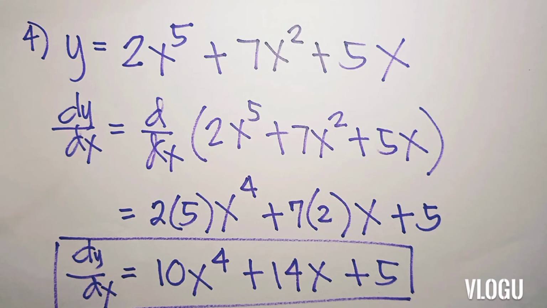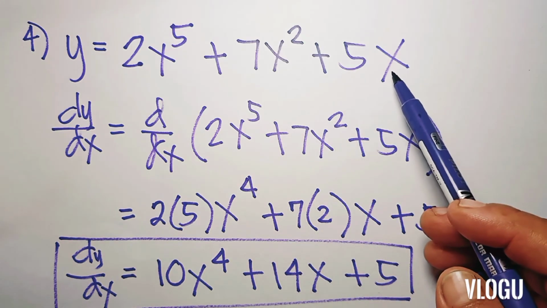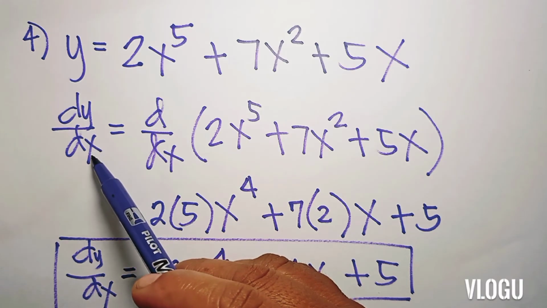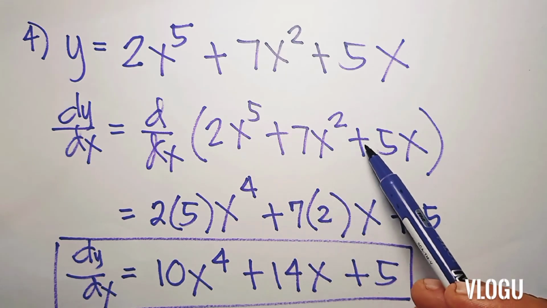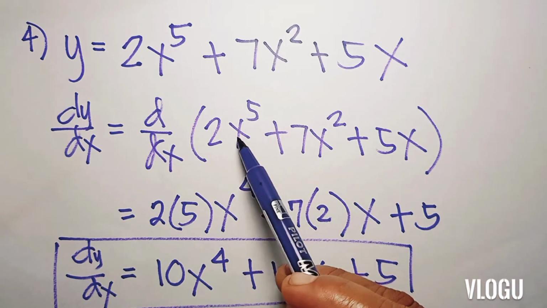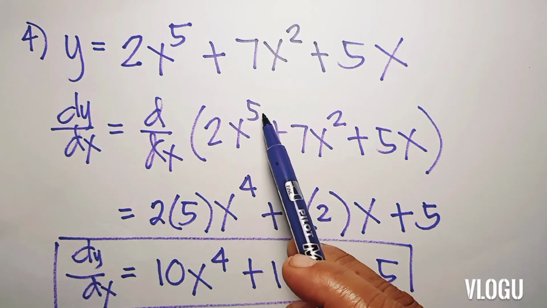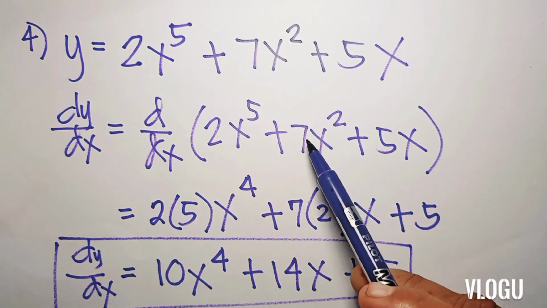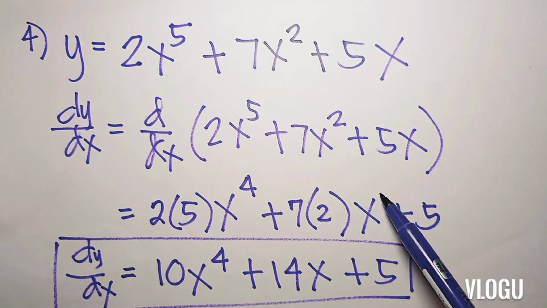We have our fourth example, that is y is equal to 2x to the 5th plus 7x squared plus 5x. We are going to find the derivative for that. So dy over dx, that is d/dx of 2x to the 5th plus 7x squared plus 5x. So we have an exponent, so you will have 2 times 5, 5 minus 1, that is 4. Then you will have 7 times 2, then 2 minus 1, that is 1.